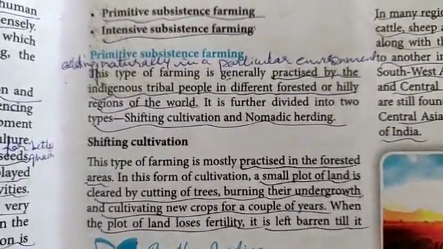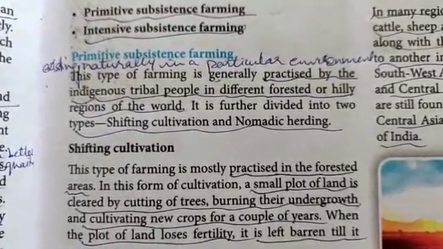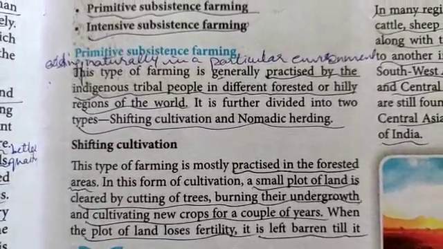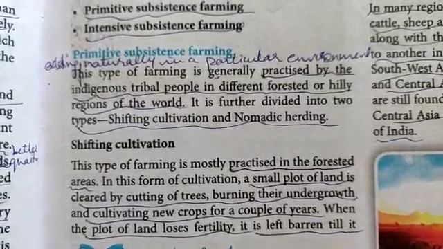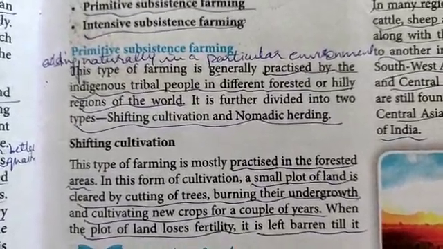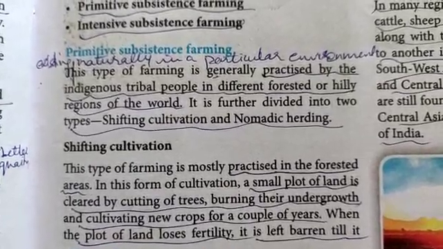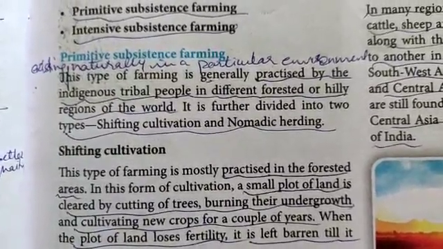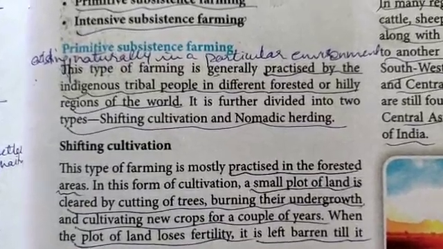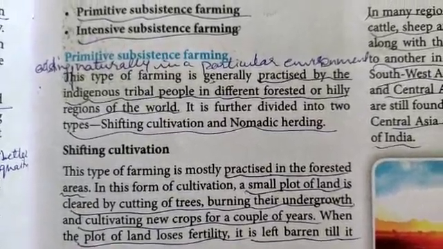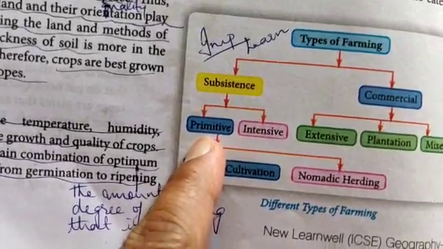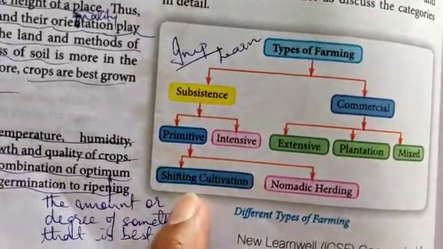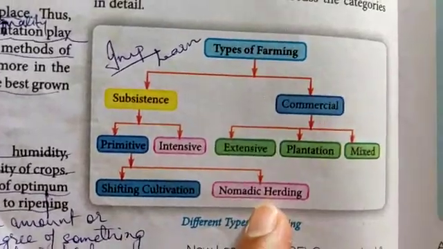Let us see what primitive subsistence farming is. This type of farming is generally practiced by the indigenous tribal people in different forested or hilly regions of the world. What are the indigenous tribal people, children? People who exist naturally in a particular environment. It is further divided into two types: shifting cultivation and nomadic herding. So we are talking about subsistence farming, and here right now we are talking about primitive, which can be further classified into shifting cultivation and nomadic herding.